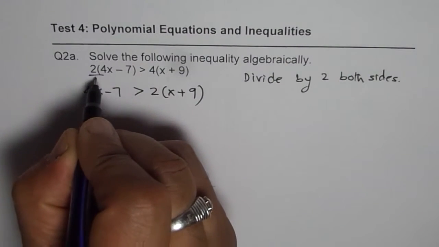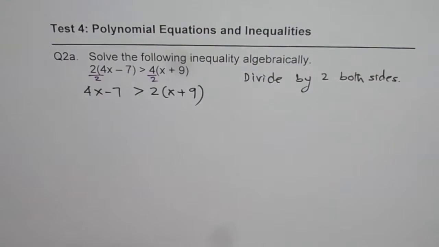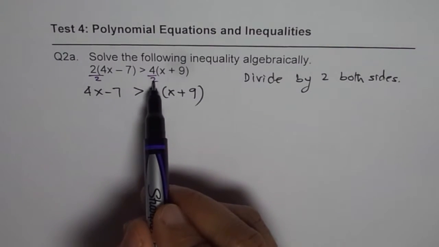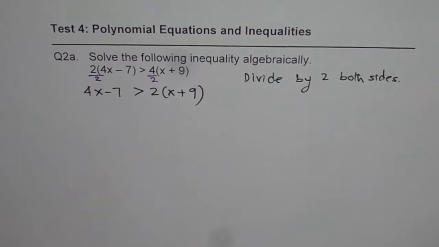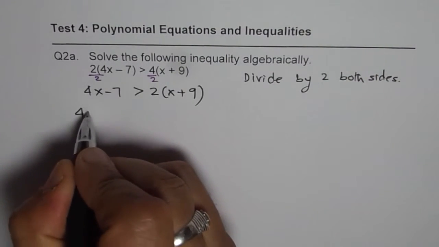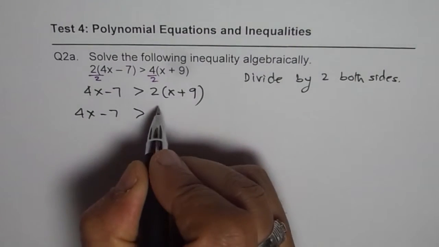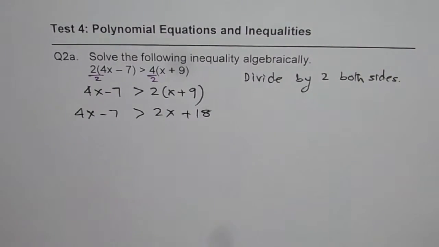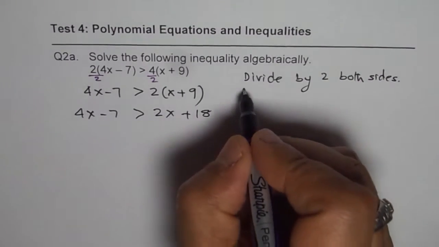So I'm just writing here by 2 like this. This is what we did, correct? So 2 and 2 cancel. You get 4x minus 7. 4 divided by 2 is 2, x plus 9, okay? Now we can expand the right side. So we have 4x minus 7 is greater than, that is the distributive property, 2x plus 18, right? So at this stage we applied the distributive property.